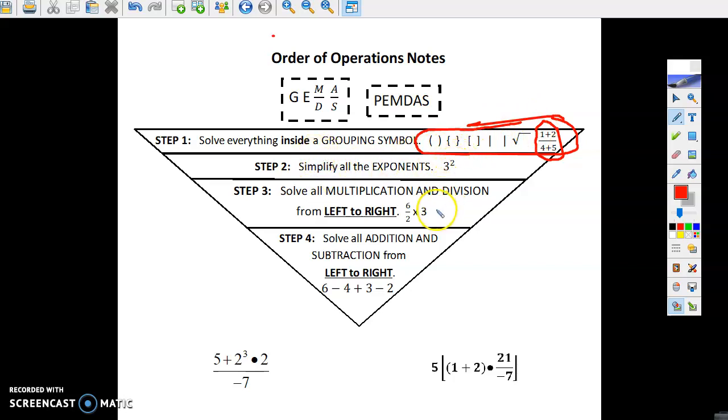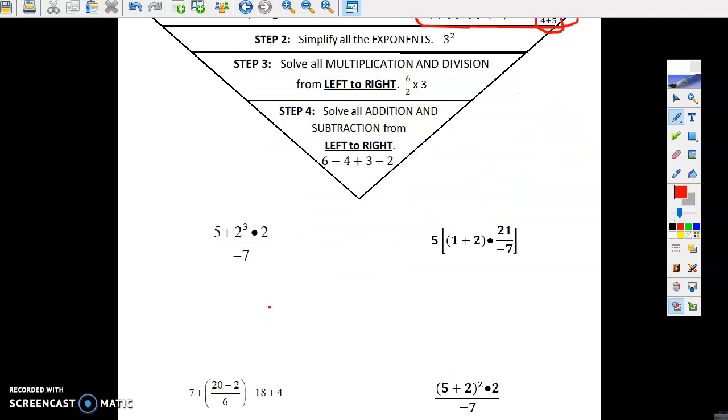Then we solve exponents, and then we solve multiplication and division left to right, which is why we put them on top of each other. Like one is not better than the other. You do them left to right. And same for addition and subtraction. So let's look down here at some examples.